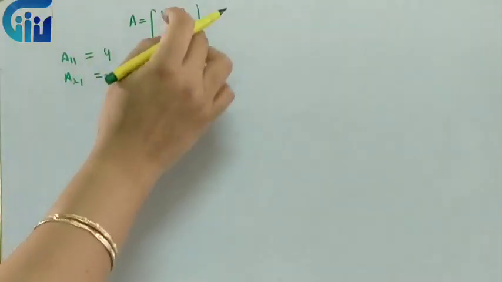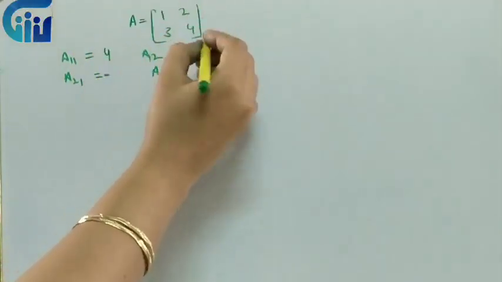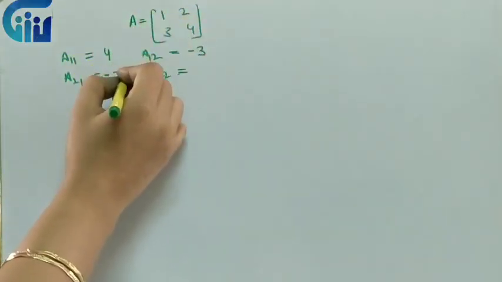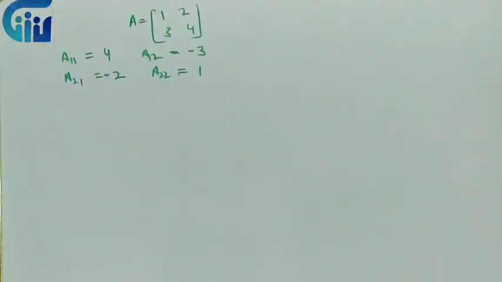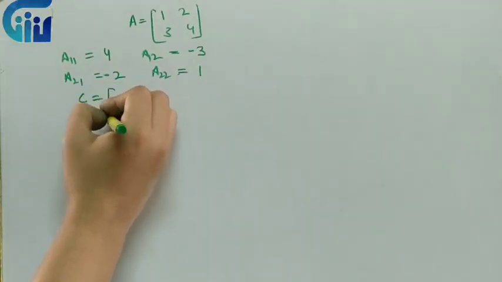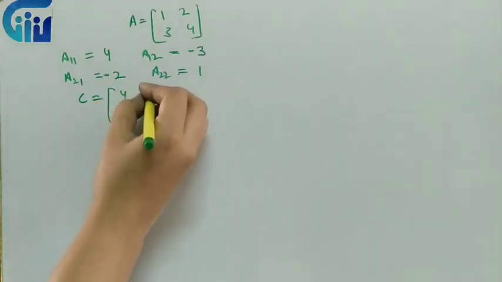Now A11 means I will cover it like this. So this will be 4. A12 means I will cover it like this. So this will be minus 3. And A21 means this will be minus 2, and it will be 1. We cover the particular row, and whatever is the left out element we write like this. So I will represent my cofactor matrix by C and we will write it like this.